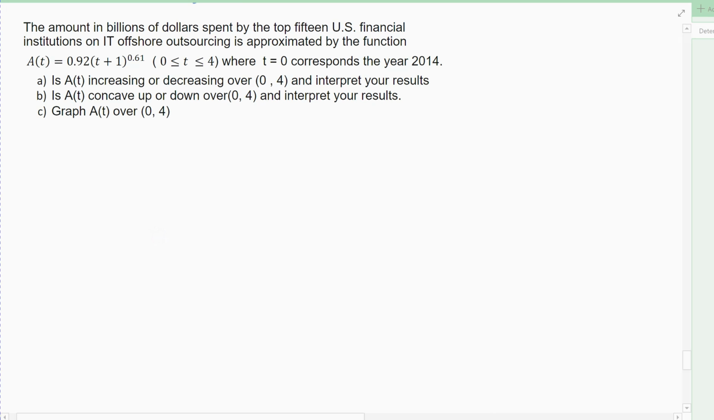The amount, and I've got to keep in mind everything's in billions of dollars, spent by the top 15 U.S. financial firms on IT, so that would be information technology, outsourced, is approximated by that function from 0 to 4. So time 0 corresponds to 2014, and so this goes from 2014, which would be time 0, to 2018, which would be 4 years later.